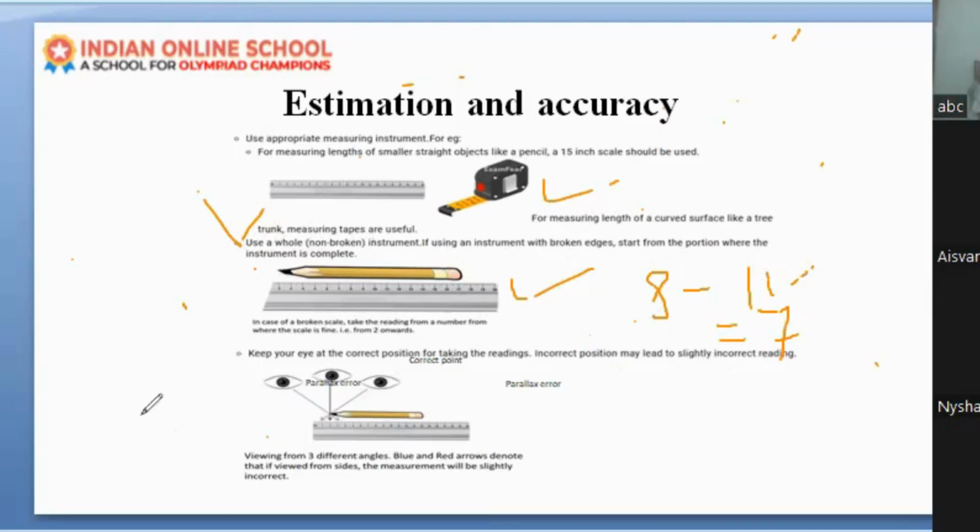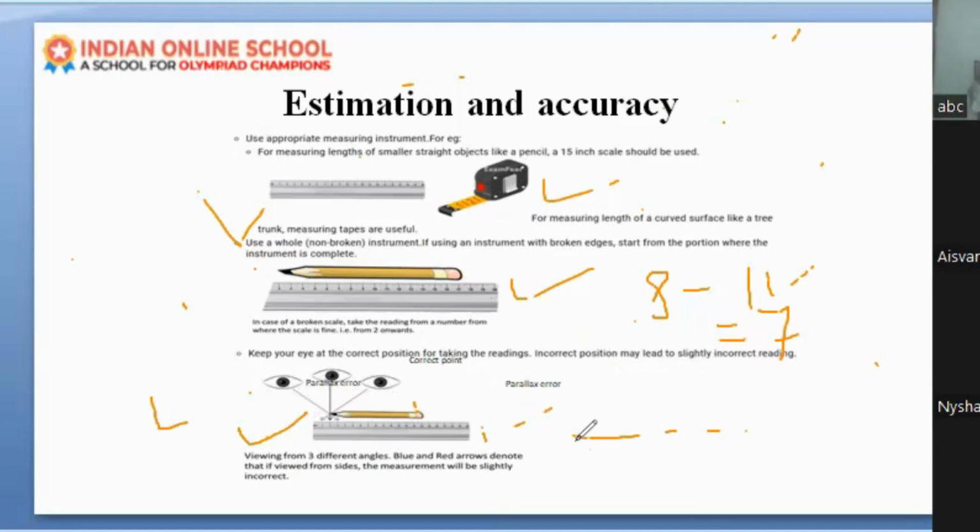Now let's see the last concept here. What is parallax error? The name is so dangerous in pronunciation, parallax, but it is a very simple concept. What is parallax error, students? If you are doing the measurement by using a pencil or by using a ruler, you have to keep it in a horizontal way, first of all.